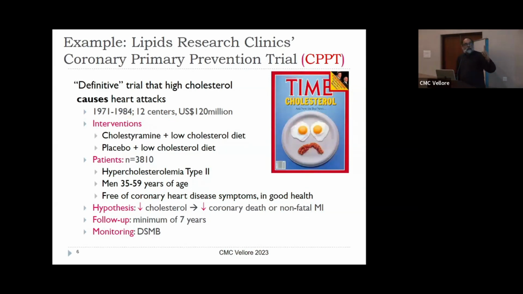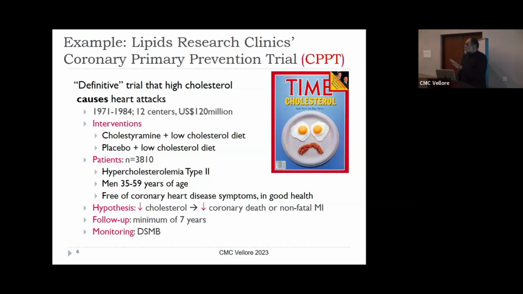But Time magazine, what did they do? Everybody should worry about cholesterol. Men, women, children, elders. They never studied women. They never studied children. They never studied older men. Why do they do that? Because this is what sells Time magazine. This is what sells newspapers. So be careful when you do a trial.